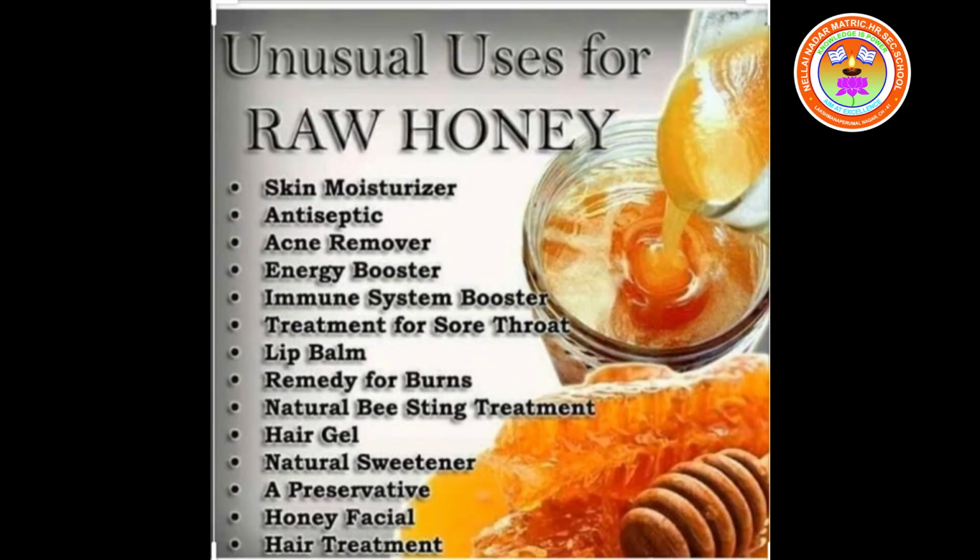So, what are the unusual uses for raw honey? It's a skin moisturizer, antiseptic, acne remover, energy booster, immune system booster, treatment for sore throat, lip balm, remedy for burns, natural bee sting treatment, hair gel, natural sweetener, a preservative, honey facial, hair treatment. So these are all the unusual uses of raw honey.